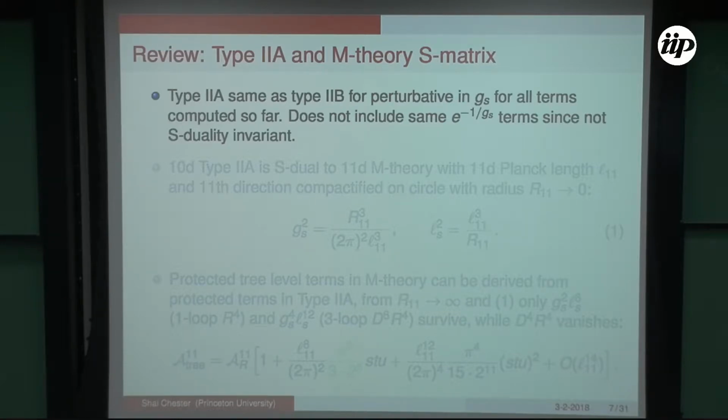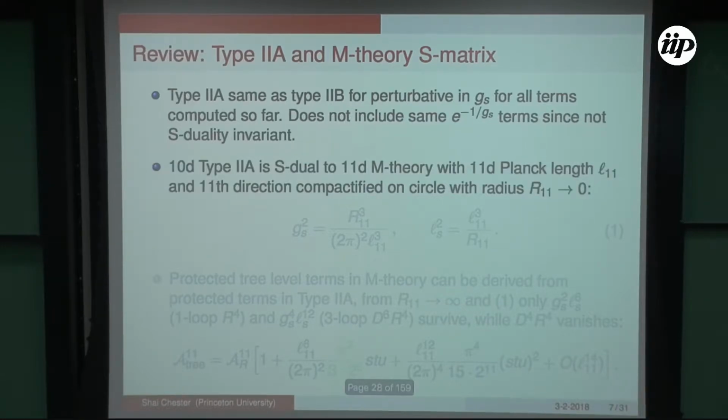This is just perturbatively. Of course, non-perturbatively, type 2A is not S-duality invariant, so you don't expect to get these Eisenstein series or any of these exponential terms. But we're just going to talk perturbatively here. And then, of course, the way M theory was discovered is that it is the S-dual of type 2A. If you take 10-dimensional type 2A, you can relate it to M theory in 11 dimensions, where one of the dimensions is compactified on a circle; then you make the circle really small, and that's how you go down to 10 dimensions.